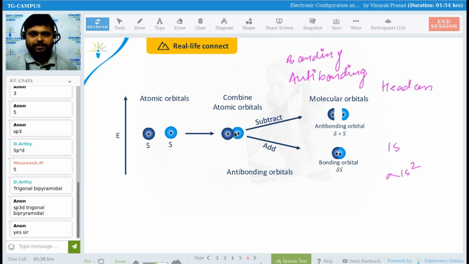So what is the meaning of this head-on collision? This collision is known as head-on collision. Getting my point? So if head-on collision will be there, then the formation of sigma bond will be there. If there will be a collision like this, so two bodies can attach like this as well, right? If this collision will be there, then there will be a formation of pi bond. Getting my point, everyone? Clear here? Okay, now see here.